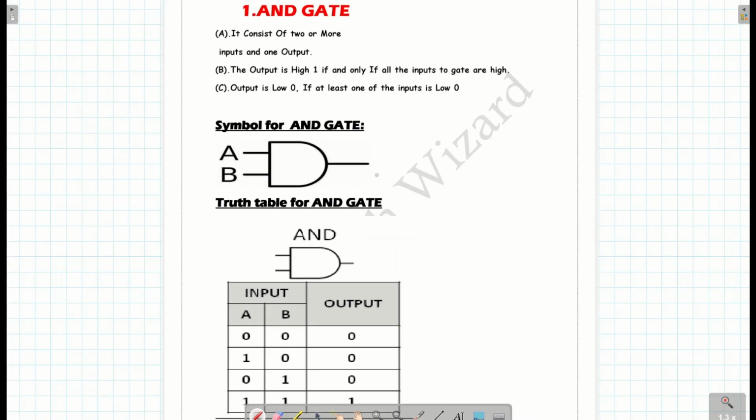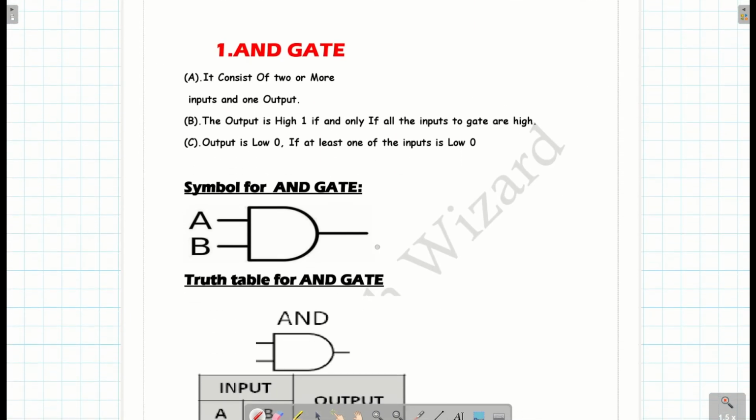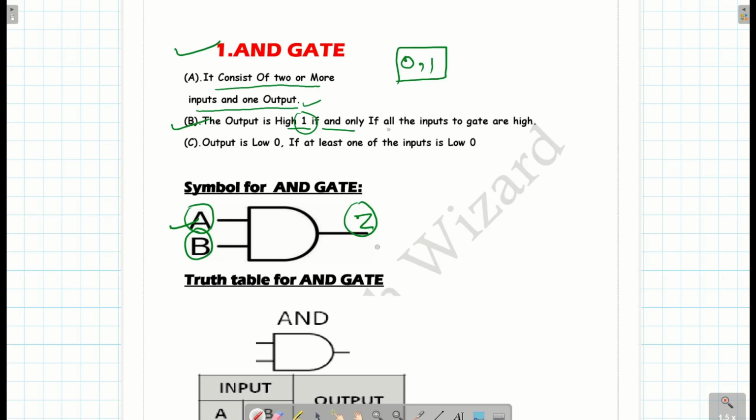Okay, let's talk about this in broad. So here is our first, AND gate. What is an AND gate? It consists of two or more inputs and one output. You can see here in the image, here are two inputs A and B and one output, which you can consider Z. The output is highest, 1, because in binary 0 and 1 consist. So if and only if all the inputs to the gate are high.